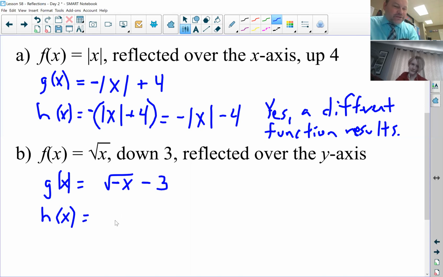If I do them in the opposite order, if I do the reflection first, and then shift down 3 units, do I get a different function? Or are these two exactly the same? They're the same. So in this case, no. The same function.